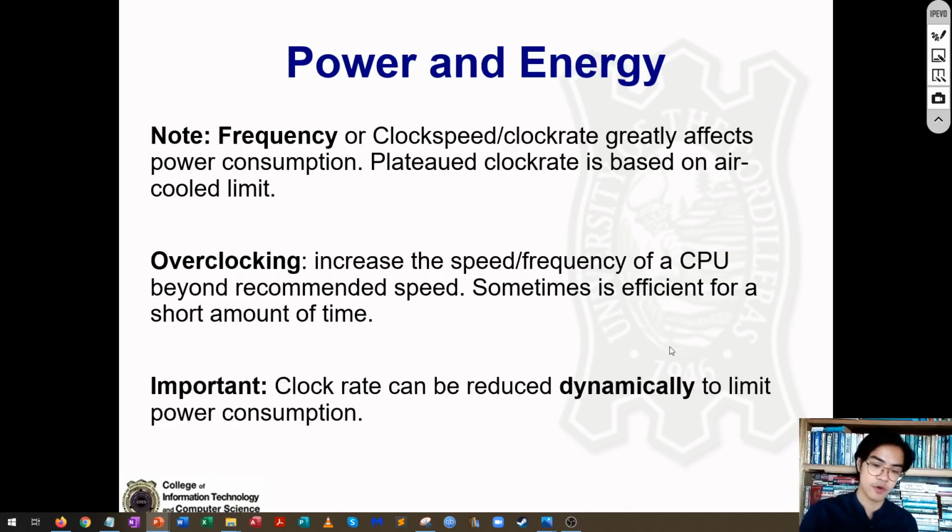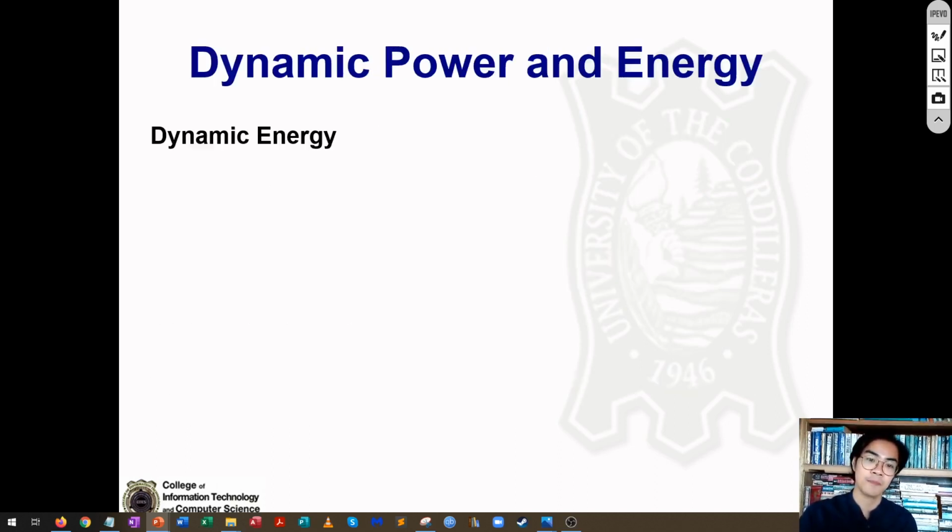So it's important to know that the clock rate can be reduced dynamically to limit power consumption. Dynamically meaning depending on the situation, depending on what your computer is trying to execute, you can reduce the clock rate dynamically. Okay, you don't have to make use of everything all at once just because you can. That's what it means. So this leads us to the discussion of dynamic power and energy.